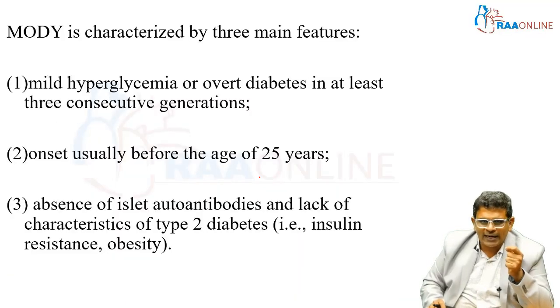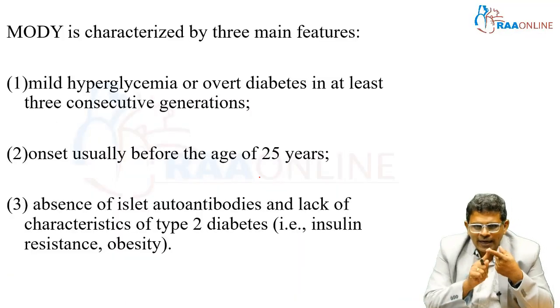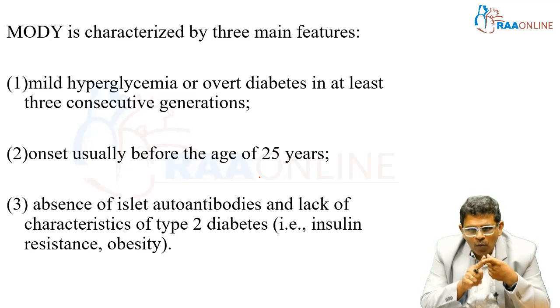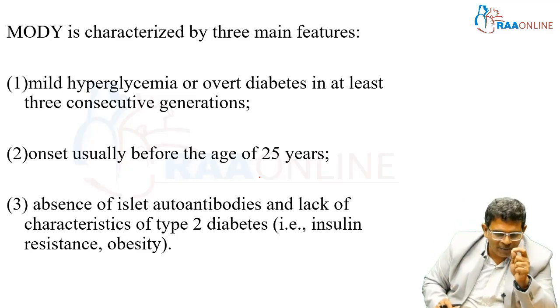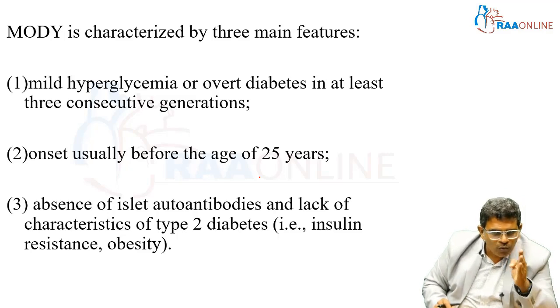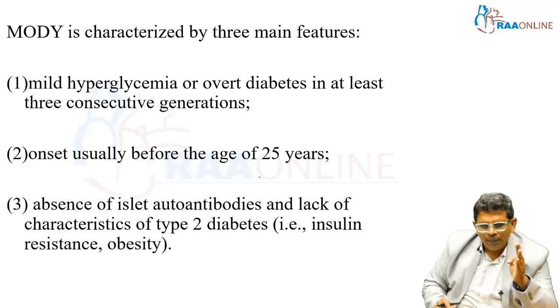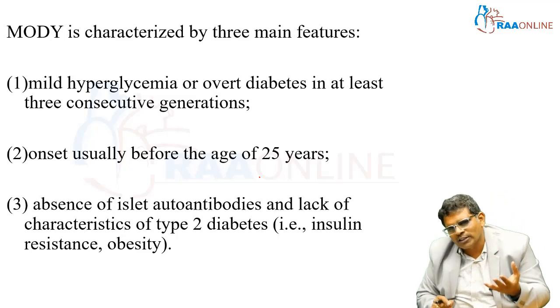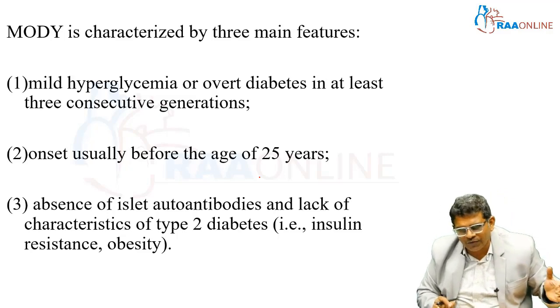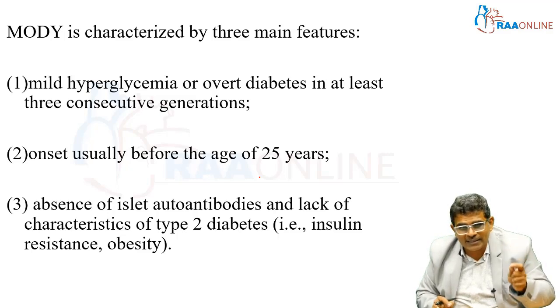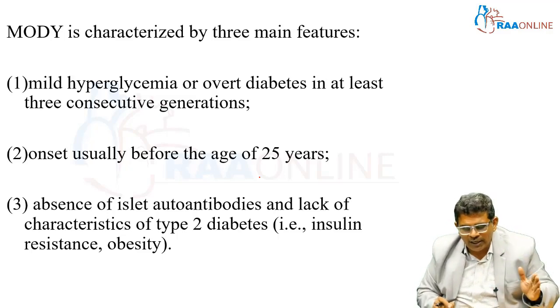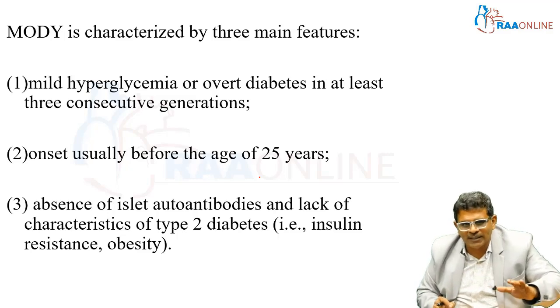So MODY is characterized by three features: mild hyperglycemia or overt diabetes in at least 3 consecutive generations. So we saw about family history. Onset usually above the age of 25 years, but we might not be diagnosing them, but onset is before 25 years. Absence of islet antibodies and lack of characteristics of type 2 diabetes. So the insulin resistance or obesity will be absent in our patients.